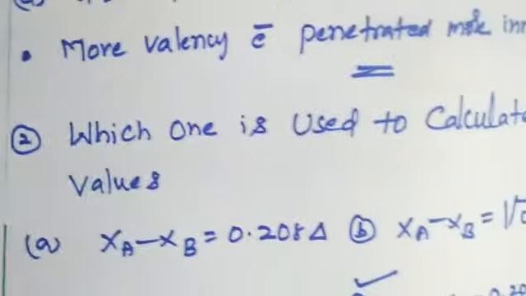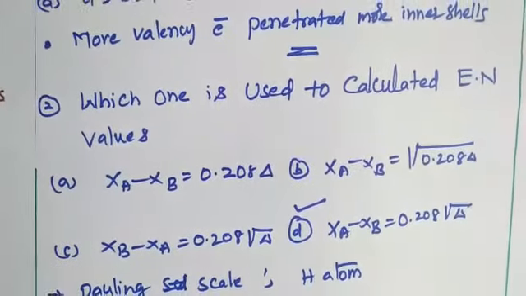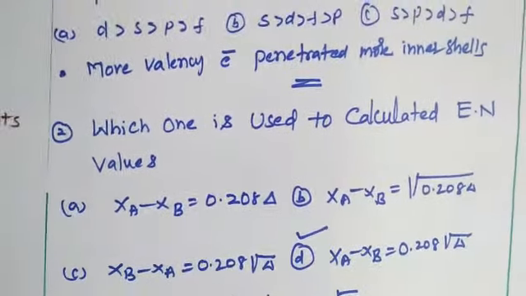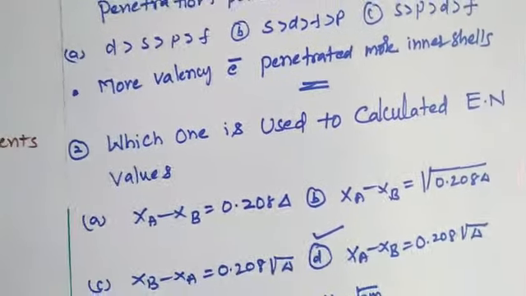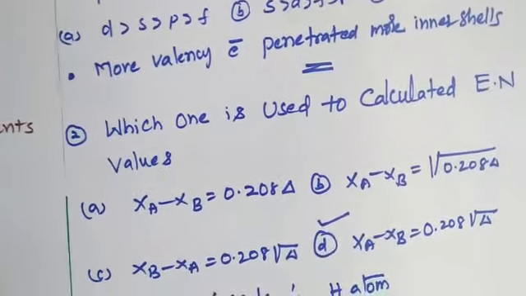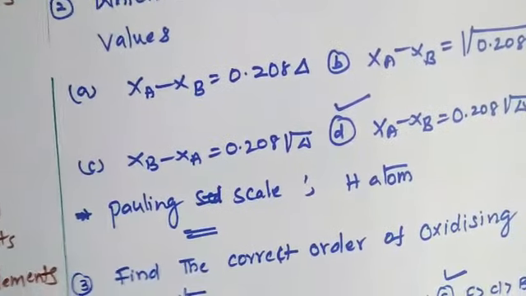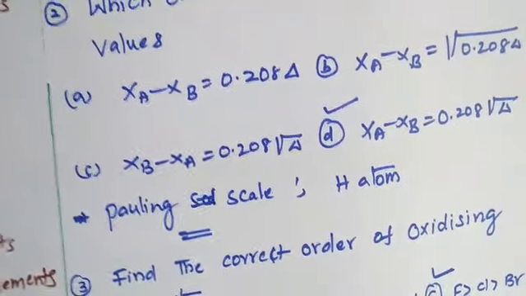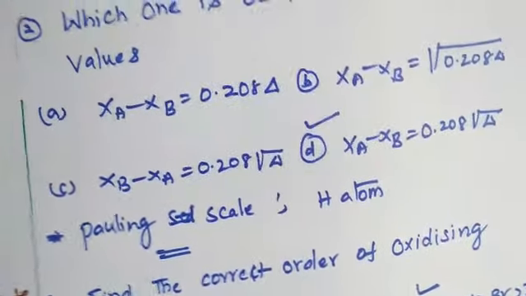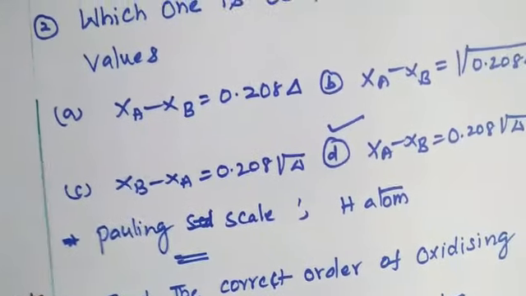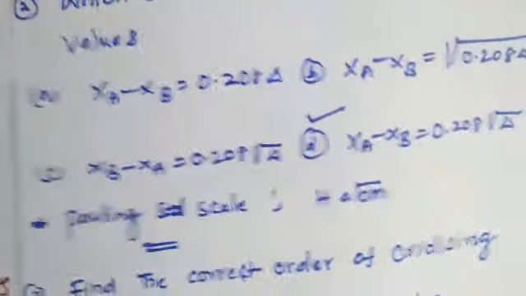Look, which one is used to calculate the electronegativity values? Friends, in the periodic table, the electronegativity of elements is generally calculated using the Pauling scale. Look here, the Pauling scale is one of the most important scales for determination of electronegativity. Also, the electronegativity is always determined with reference to an atom. That reference atom is nothing but the hydrogen atom. So, D is the right answer.